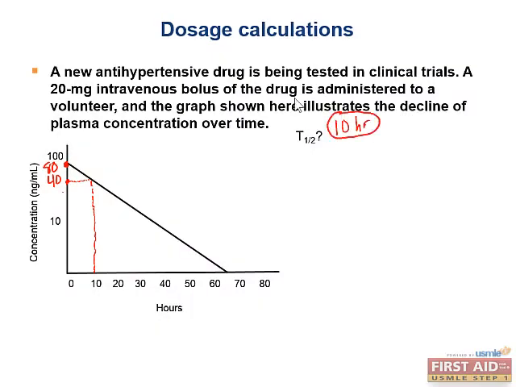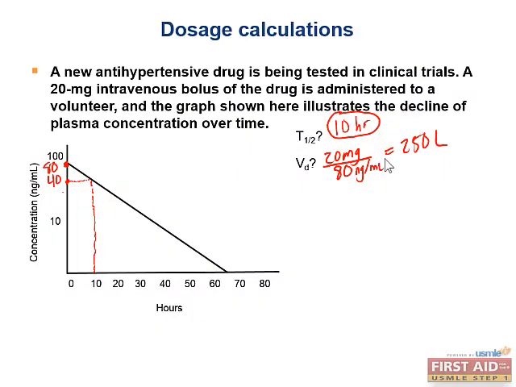Alright, let's take this a little bit further. What is going to be the volume of distribution in this case? Now, the initial plasma concentration is going to be 80 nanograms per milliliter. Our volume of distribution is going to be equal to the amount of drug in the body. So our dose, we gave 20 milligrams of drug, divided by our plasma drug concentration, which is 80 nanograms per milliliter. Now, I'm just going to simplify the units for you. This is equal to 250 liters.